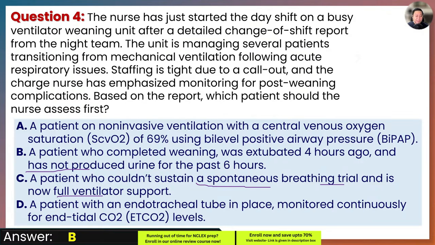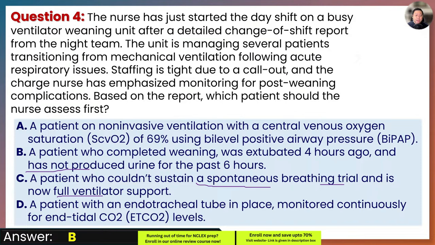Now, what about letter D? A patient with an endotracheal tube in place, monitored continuously for end-tidal CO2 levels. Well, what is this? The ETCO2 monitoring will actually help detect any early ventilation issues, but the endotracheal tube ensures a protective airway. And so, unlike the extubated patient we have in option B, this client in option D has a secured airway and continuous monitoring, making them less of an immediate risk.